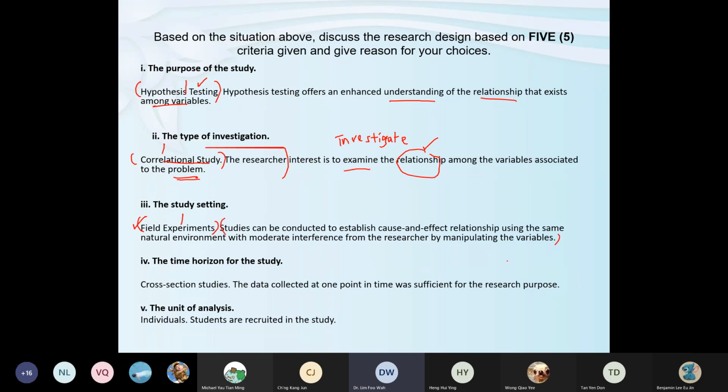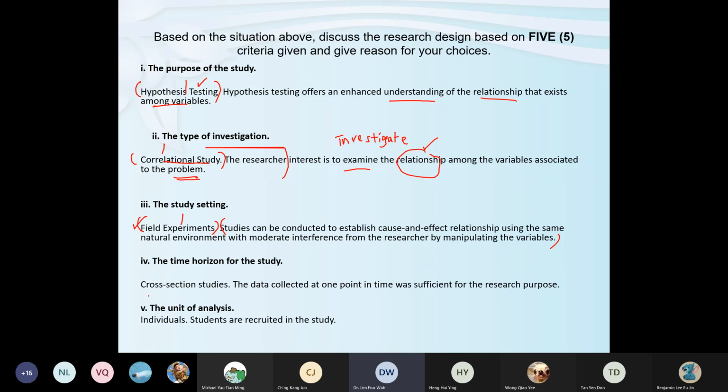Then explain. Okay. Study can be conducted to establish cause and effect relationship. One variable will create an effect on another variable. Cause and effect relationship using the same natural environment with moderate interference from the researcher by manipulating the variable. Okay. What I can say is, to avoid just copying from the slides, you can refer to many textbooks or other internet sources.